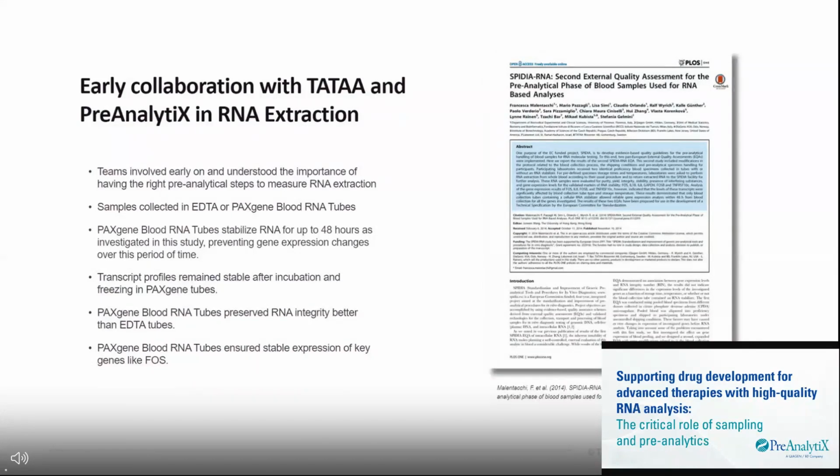Over the last decade, we have compared storage solutions, tested stability, and optimized protocols, including the use of blood RNA tubes, which stabilize RNA immediately after blood collection. Our contribution has helped to define how to maintain transcriptomic integrity from the moment of sampling, which is fundamental for everything we do in the downstream analysis.